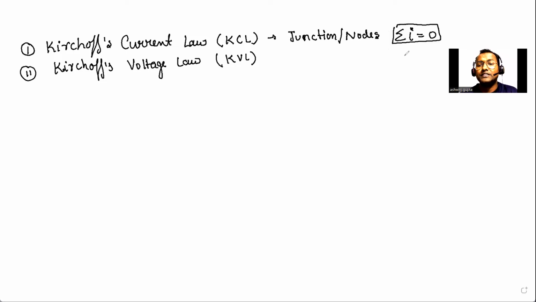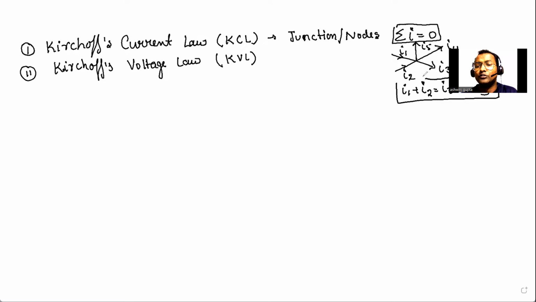For example, we are having certain paths, suppose like this one. This is an incoming current I1. This is an incoming current, suppose I2. This is an outgoing current I3. This is an outgoing current, suppose I4. And this is an outgoing current, suppose I5. So it says that total incoming current is equal to total outgoing current. This is the basic concept of Kirchhoff's current law.